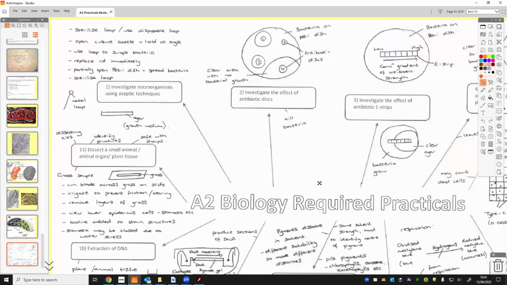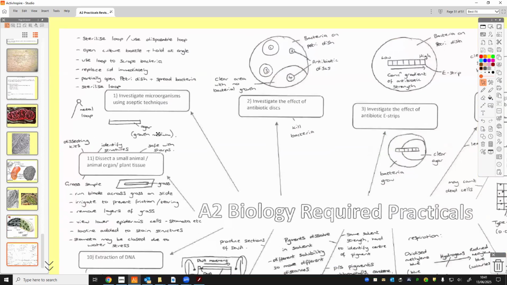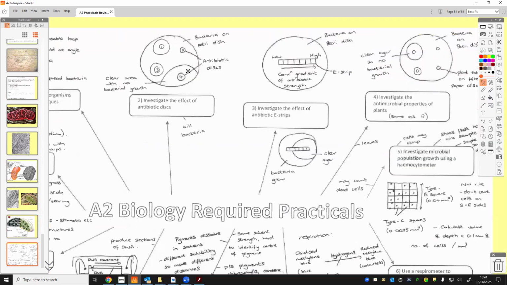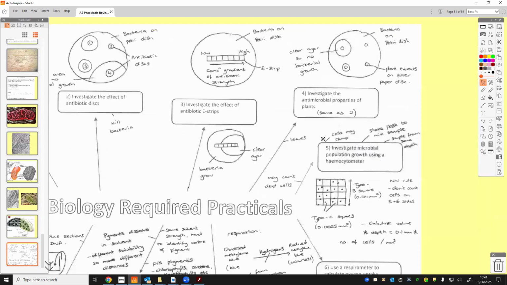Going through, this is in your revision booklet as well. So you've got the methods for each of those. Again, you can pause these at different points there. So you have the aseptic techniques, your antibiotic discs, which you can use, as well as plant discs. And we've used E-strips in the past where you have low concentration of antibiotic to high concentration of antibiotic.